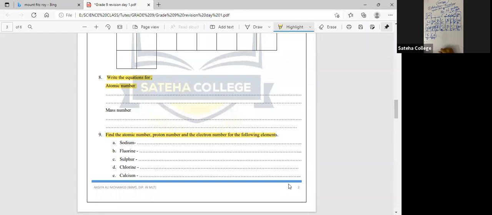Once you are done, please raise your hand. Miss, what is the atomic number for sulfur? Sulfur where? This is sulfur. Sulfur is S. So sulfur, what's the atomic number? 16. 16. Good.